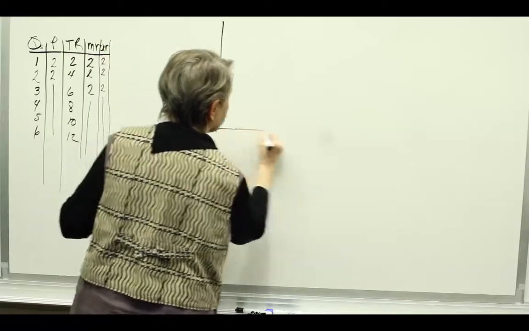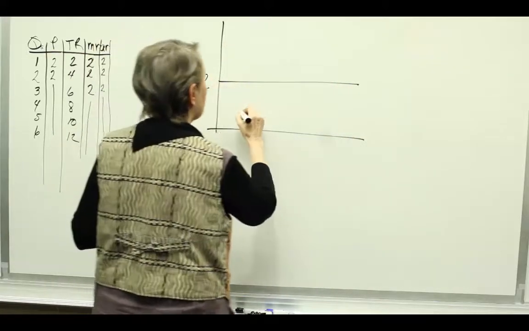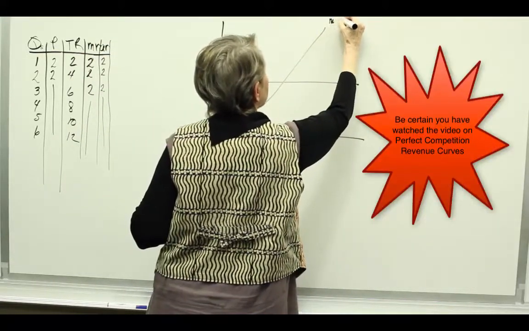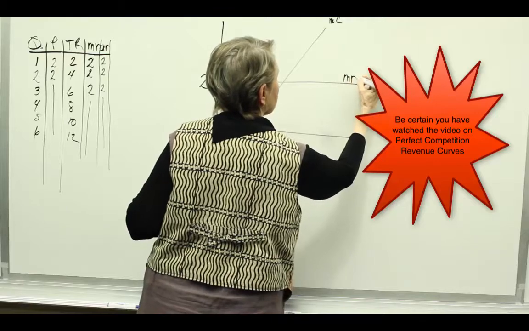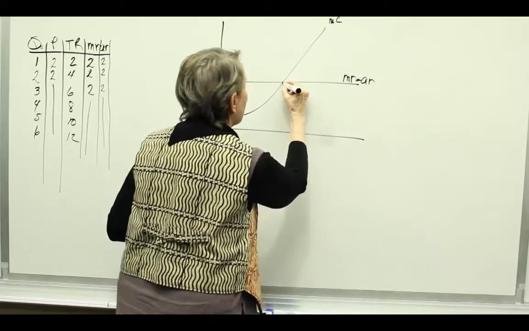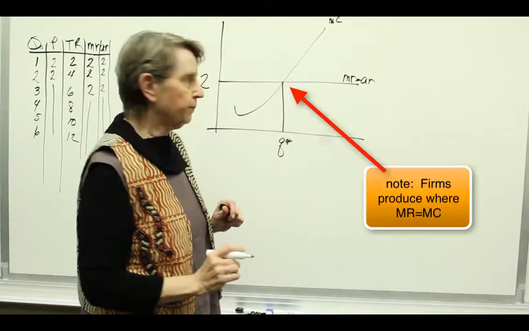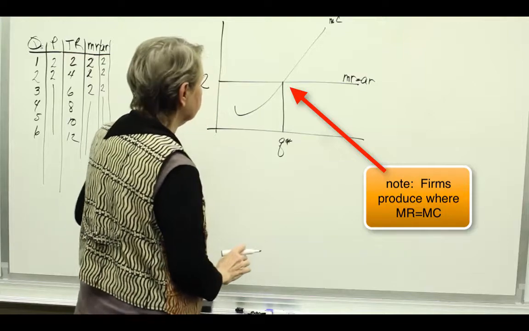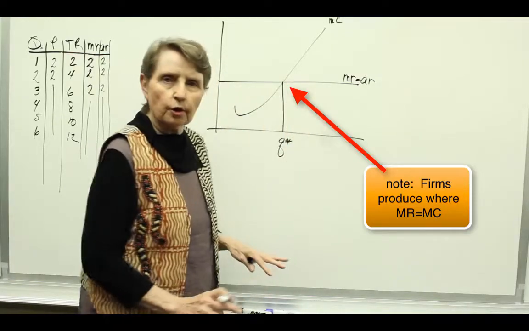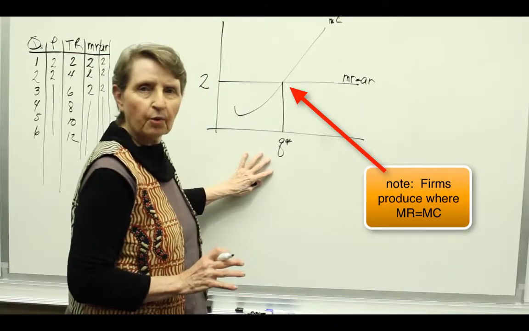Farmer Brown, the price was $2. There's the marginal cost curve. This was his marginal revenue. This was his average revenue curve. And the optimal amount of output for Farmer Brown was Q star. And from this picture, we cannot tell if Farmer Brown is making profits.